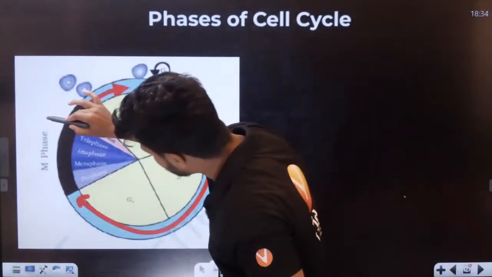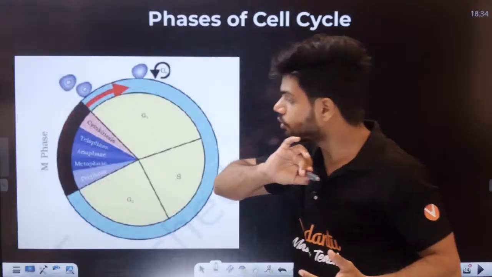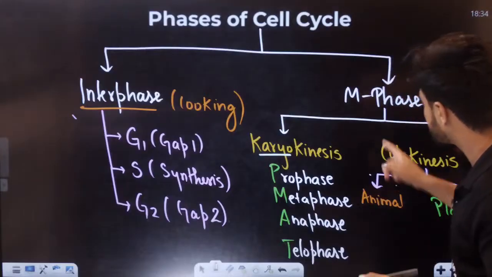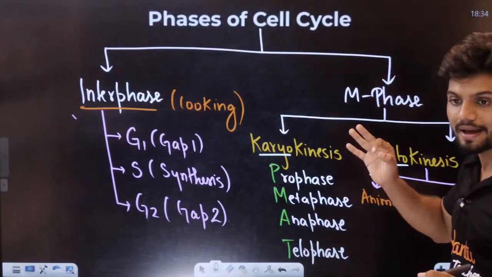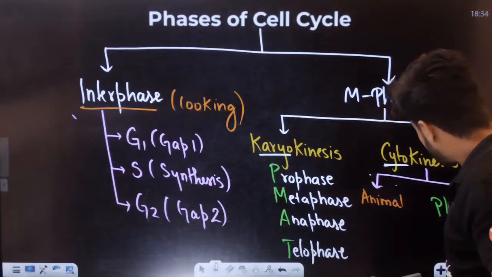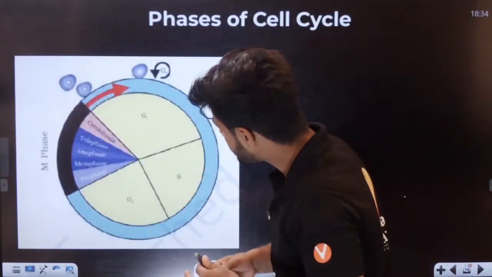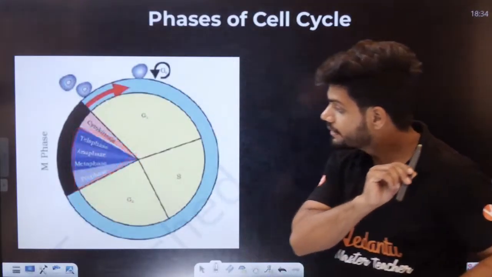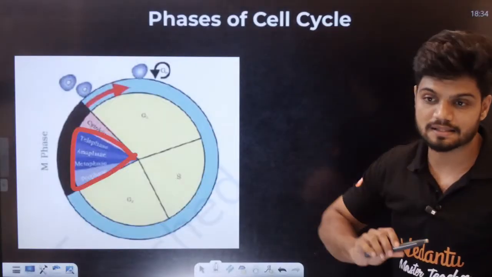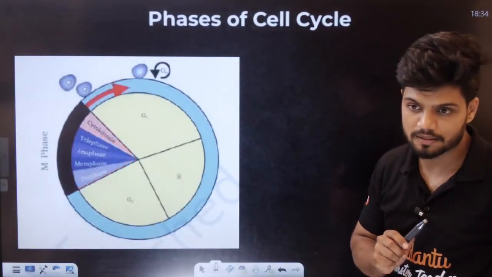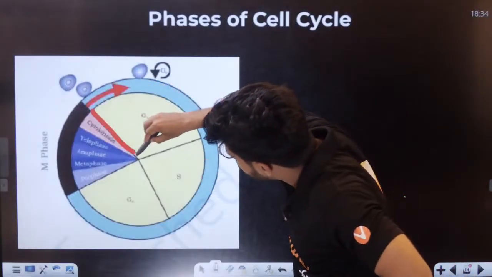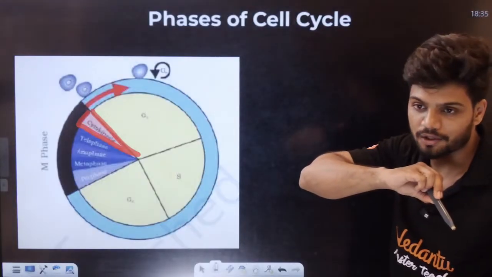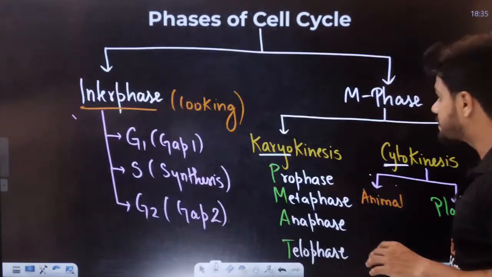Now, what about this entire black region, students? What do you call this entire black color region? It is called M phase. Students, I want you to understand the M phase is further divided. This purple color part is called karyokinesis. And what about the small pink color region? That is called cytokinesis. So, do all of you understand the cell cycle?